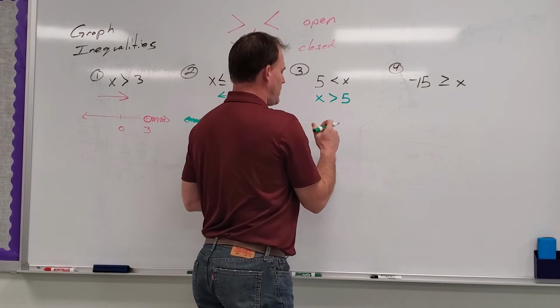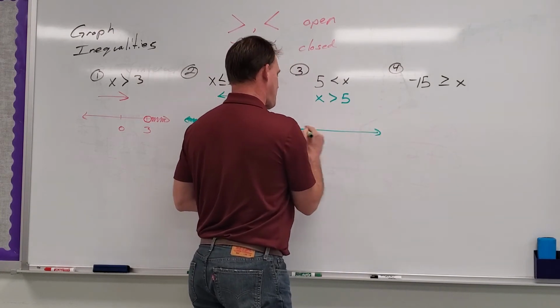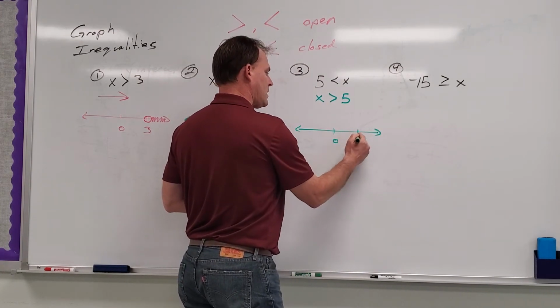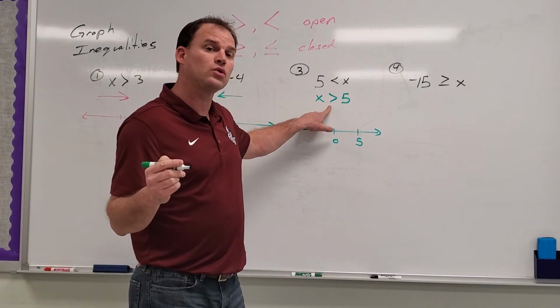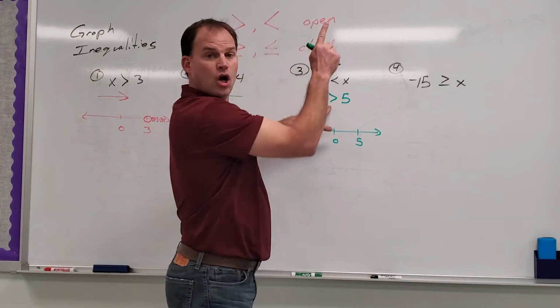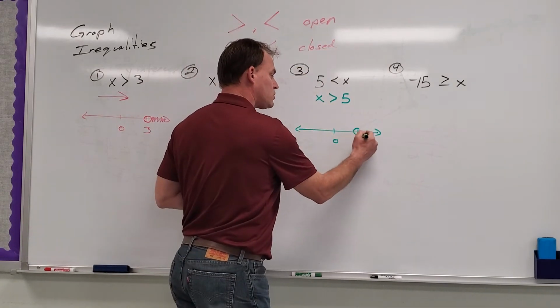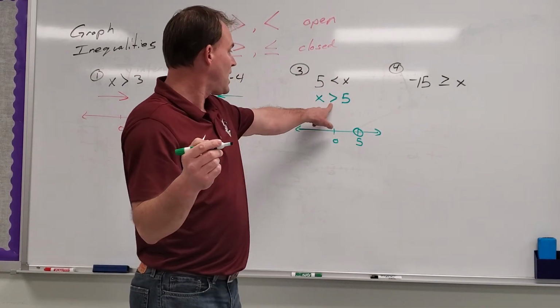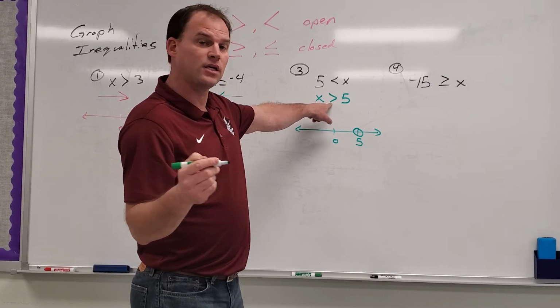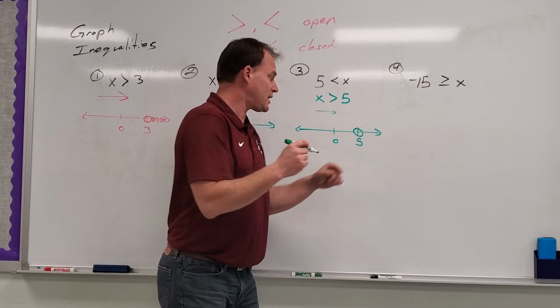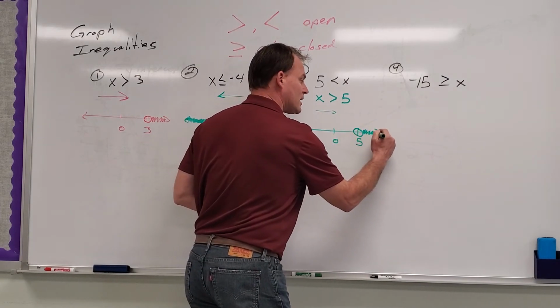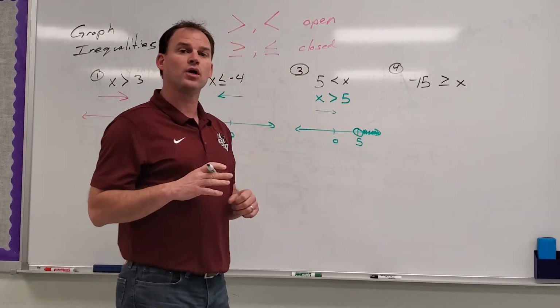X is greater than 5. So now, here's 5. Is this an open circle or a closed circle? Open circle. So I put an open circle on my +5. Which way am I going to shade? So again, if I think about this as an arrow, it's pointing that direction. I shade that direction. So that's what I'm looking at here.